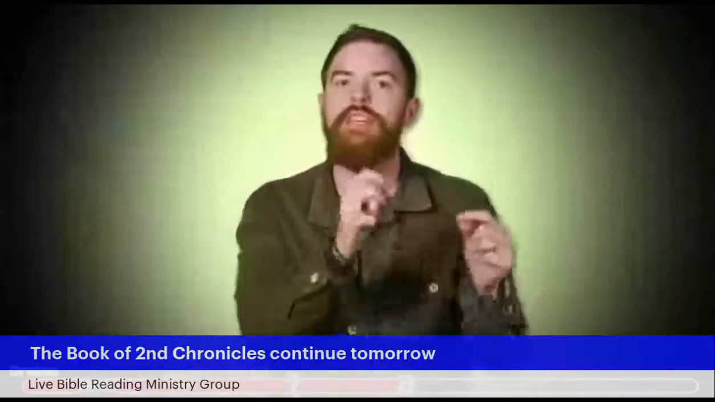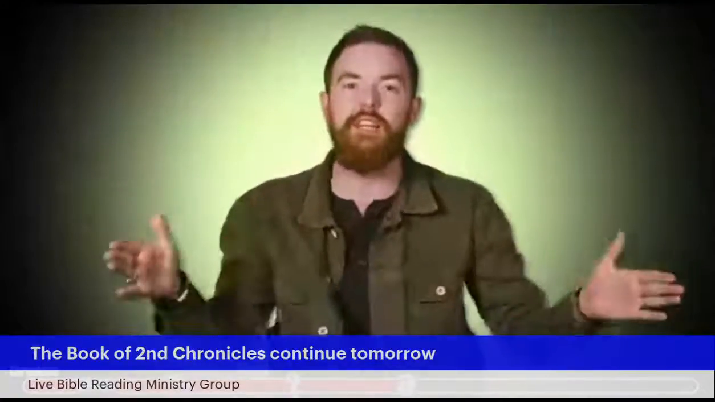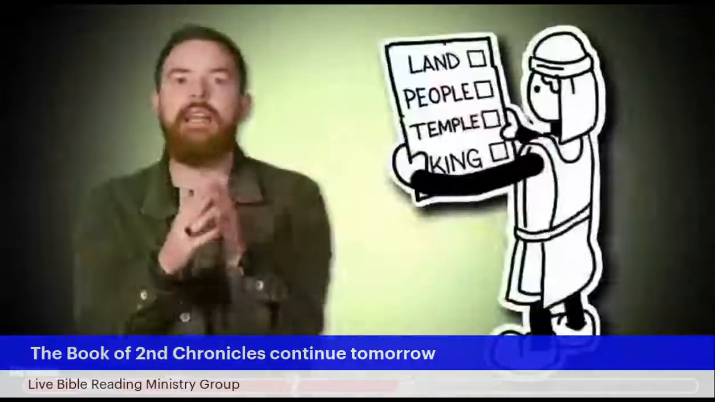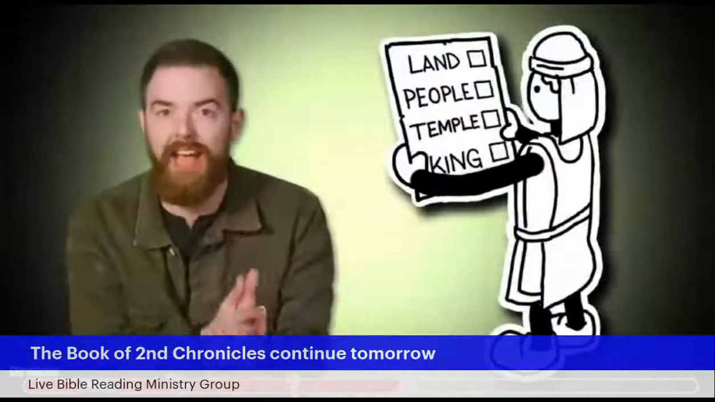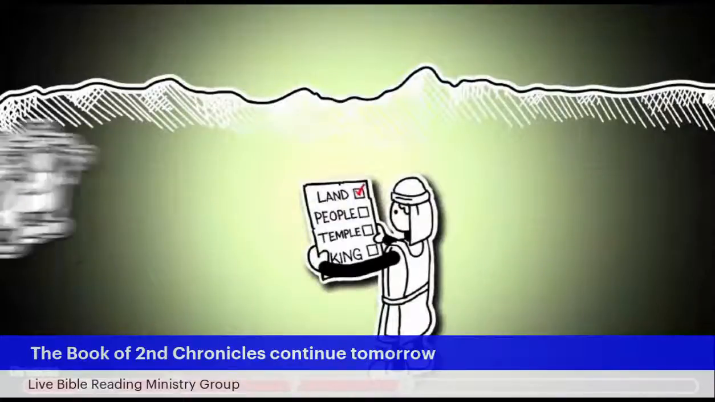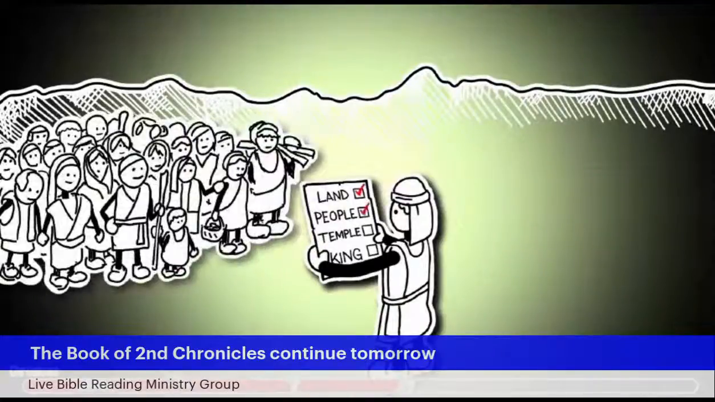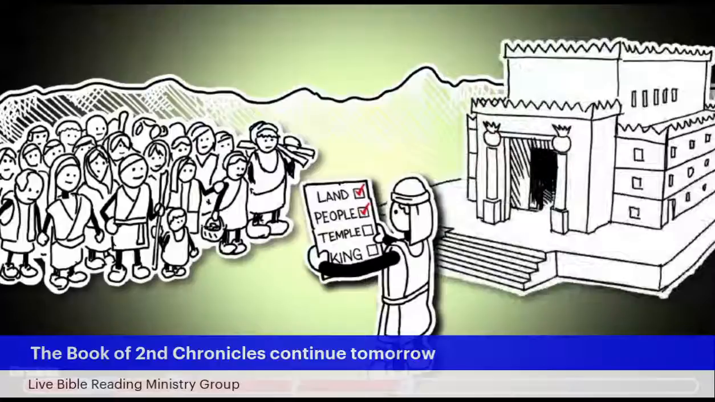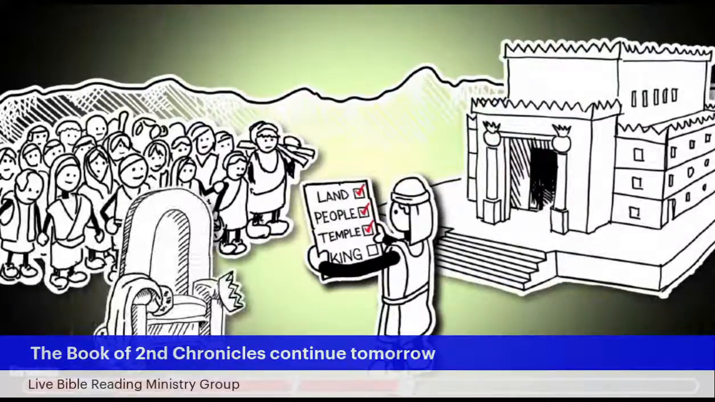Think about who this was written to. These are the people who are returning from 70 years of exile from their land. They've got God's big promises from the Old Testament. The promise of land to Abraham. Check, we got it. The promise of people to Abraham. Check, there's like a billion of us. The promise of the temple to Solomon. That's re-happening. Check. The promise of a coming king like David.